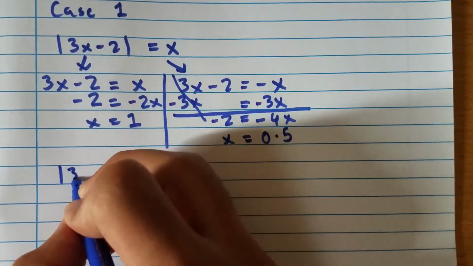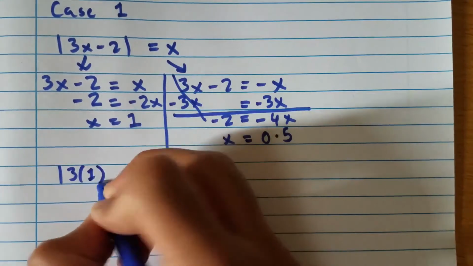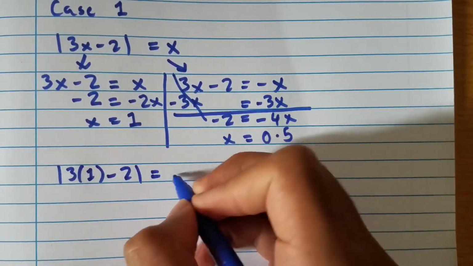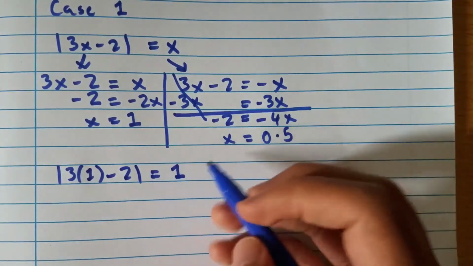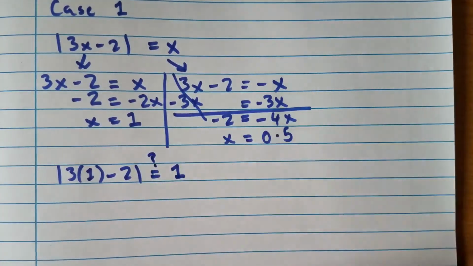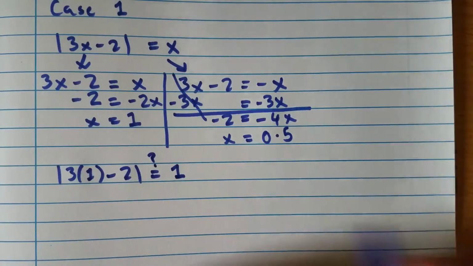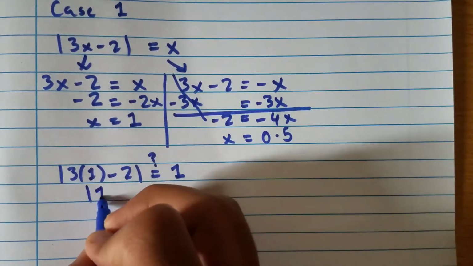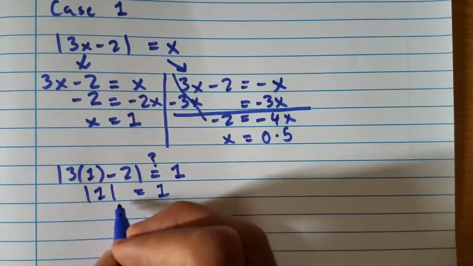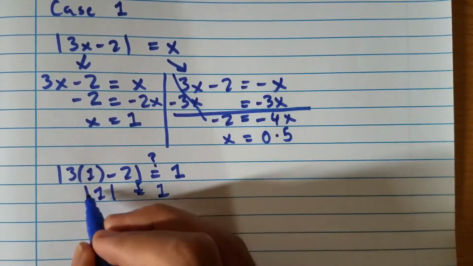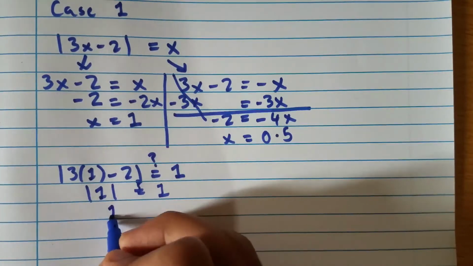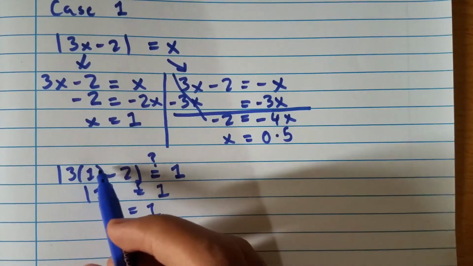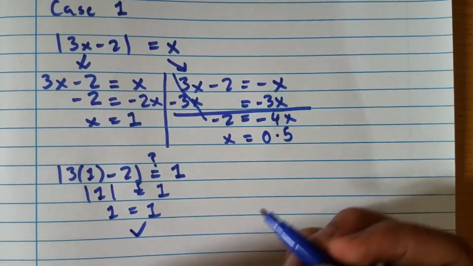So if we plug in 1 for x, we get the absolute value of 3 times 1 minus 2 equals 1. And if this is correct, then we can say that this is a solution. So we know that 3 times 1 is 3, and then minus 2 is 1. So the absolute value of 1 equals 1. And then we know that the absolute value of 1 is simply 1, so 1 equals 1. So 1 equals 1 shows that 1 is indeed a solution of this equation.